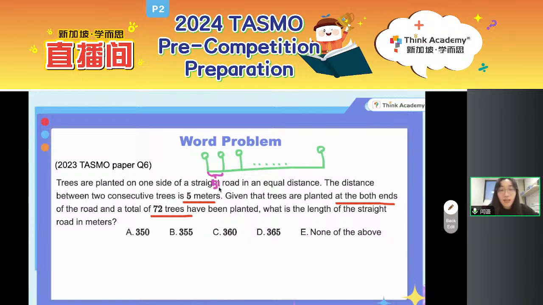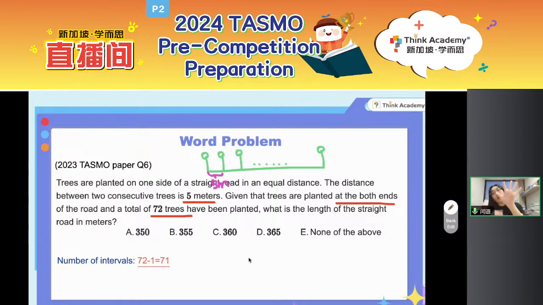And then how can we figure out the total length of the road? So actually it is about how many intervals there are, right? Because when you count the distance, you need to figure out the number of intervals and the length of one interval. According to the question, we already know that the length of one interval is 5 meters. So how many intervals are there? The question is how many intervals? Is it 72? I see that many students just say, okay, very easy, 72 times 5, and then wrong. Why? Correct, because for the number of intervals here, you need to minus 1.